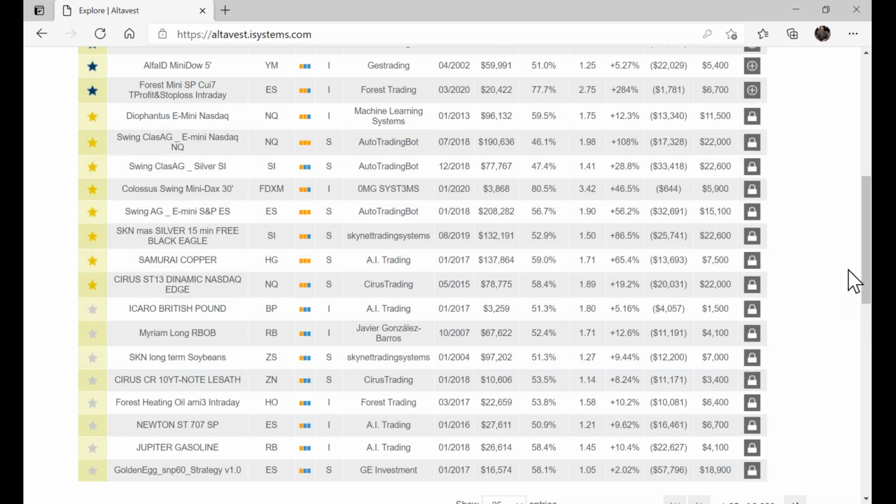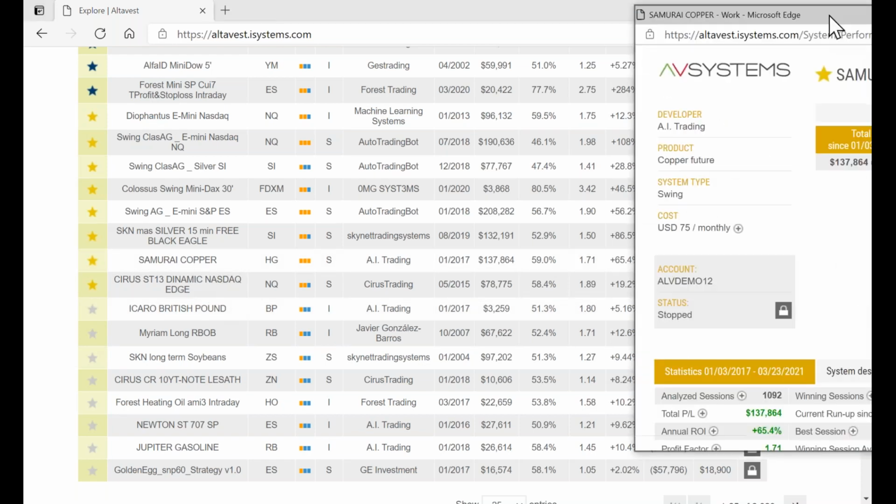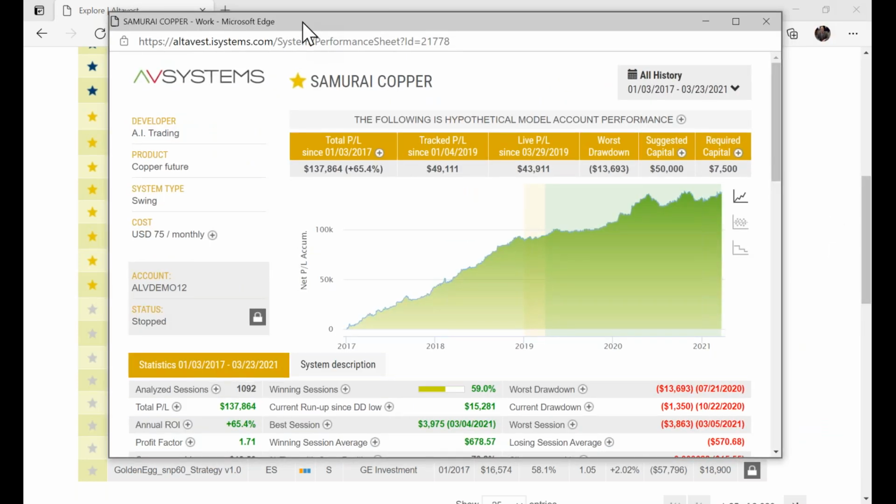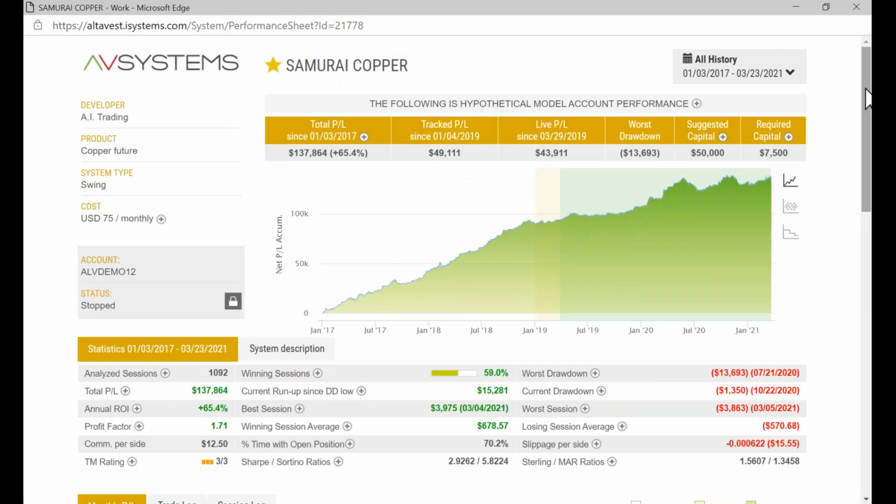So these are some favorites. And let me point out, well, let's go look at copper. This is a funny name. I like the name here, Samurai Copper. So who knows about copper? Well, we don't have to know about copper because the algo does all the work for us. But let me point out something here on this particular copper trading system. Let me use this as an example. We'll walk through this together. The name of the developer, Trading Copper. It's a swing system. It's $75 a month. And that is deducted directly from your trading account. That's the amount of money that goes to pay the developer, the one who built the system.